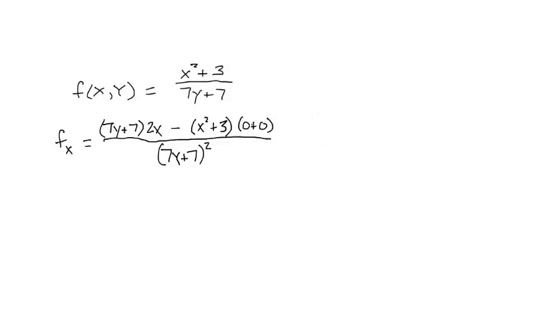And when we simplify this, we have x squared plus 3 times 0 on the right side of the numerator, so that's going to go away. And then we have 7y plus 7 in the numerator and 7y plus 7 squared in the denominator, which means we can take away one term from each. So we have 2x divided by 7y plus 7.